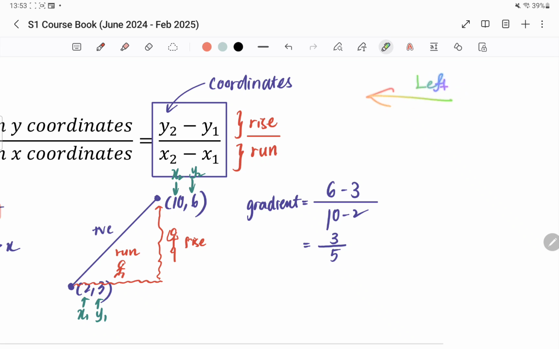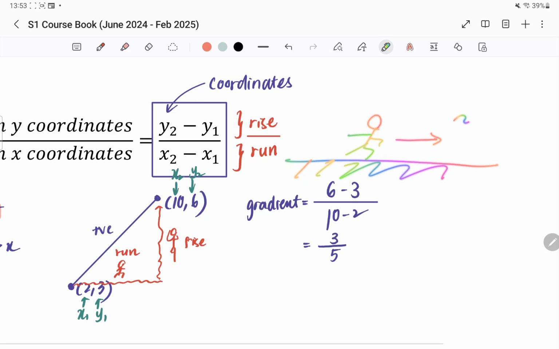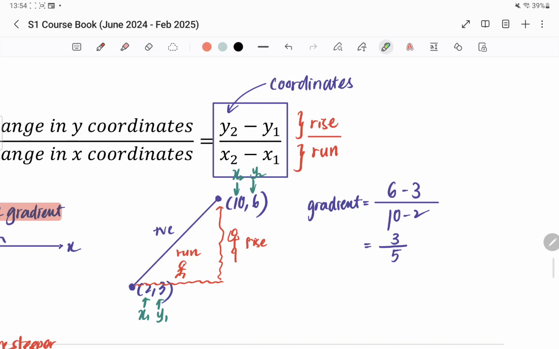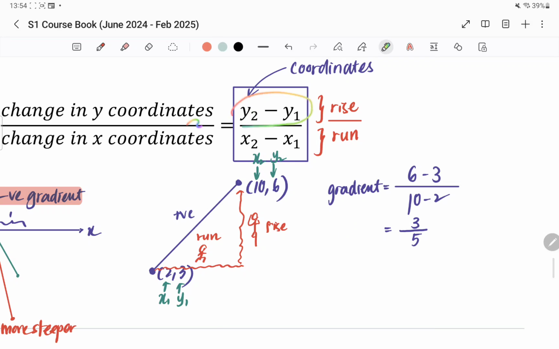In this case, imagine you are running on a horizontal ground. So this will be the change in the x coordinate. That's why I put run. So to find the gradient, it is always the rise over run. Some of us will remember it as y2 minus y1 divided by x2 minus x1.